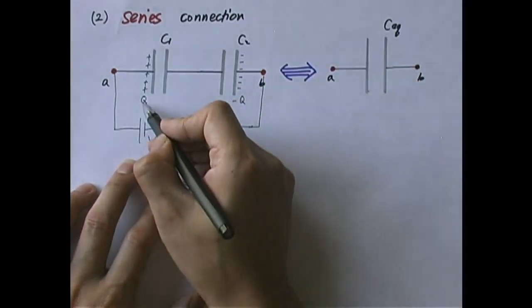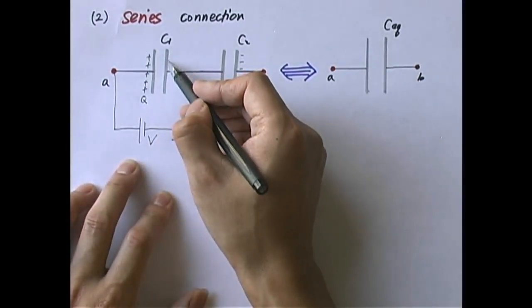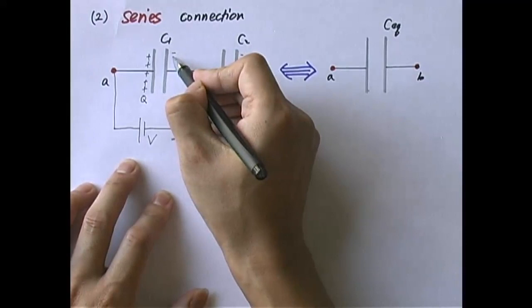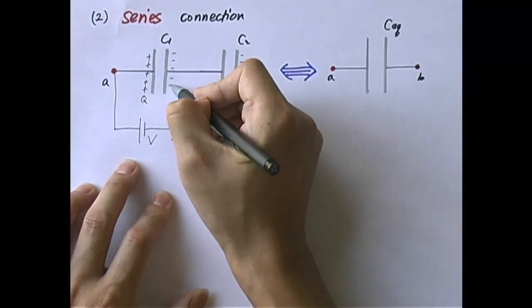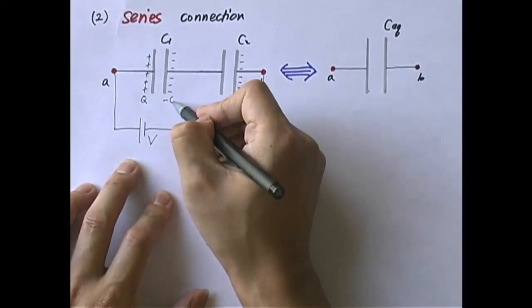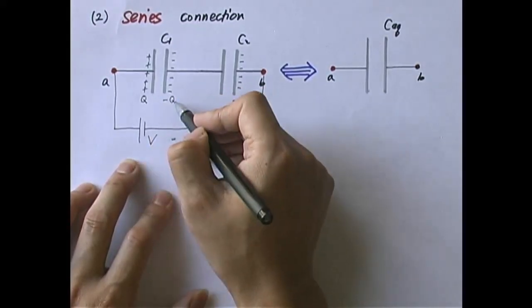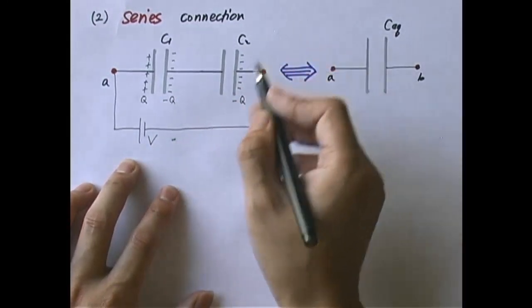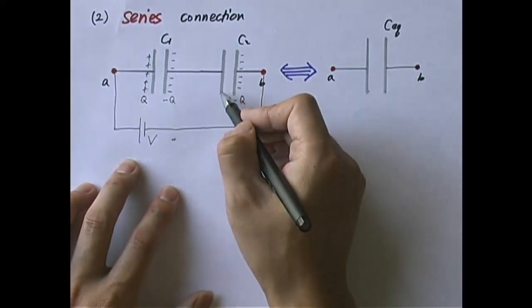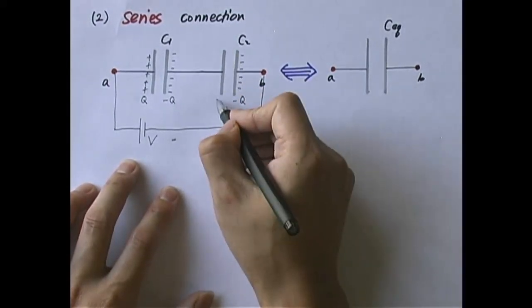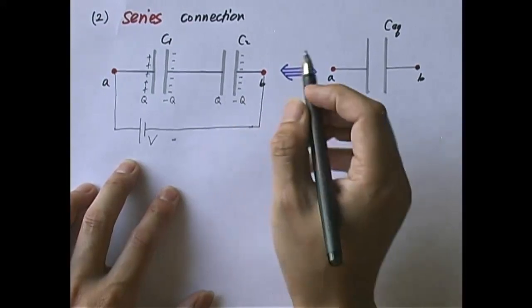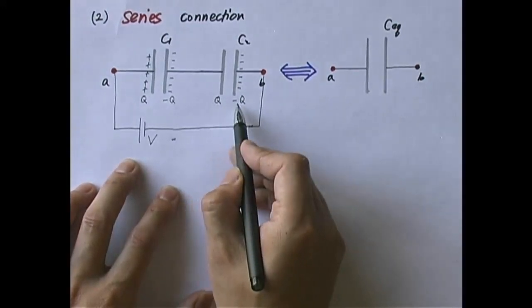Now if this is Q, then how much charge is produced on this plate? Well, it has to be negative Q. We have learned, when we studied parallel plate capacitor, that this Q and that Q must have the same magnitude and opposite sign, due to Gauss's law. And then as a result, what about Q here? Well, it's got to be positive Q for two reasons. One is, they must cancel out, just like that one.